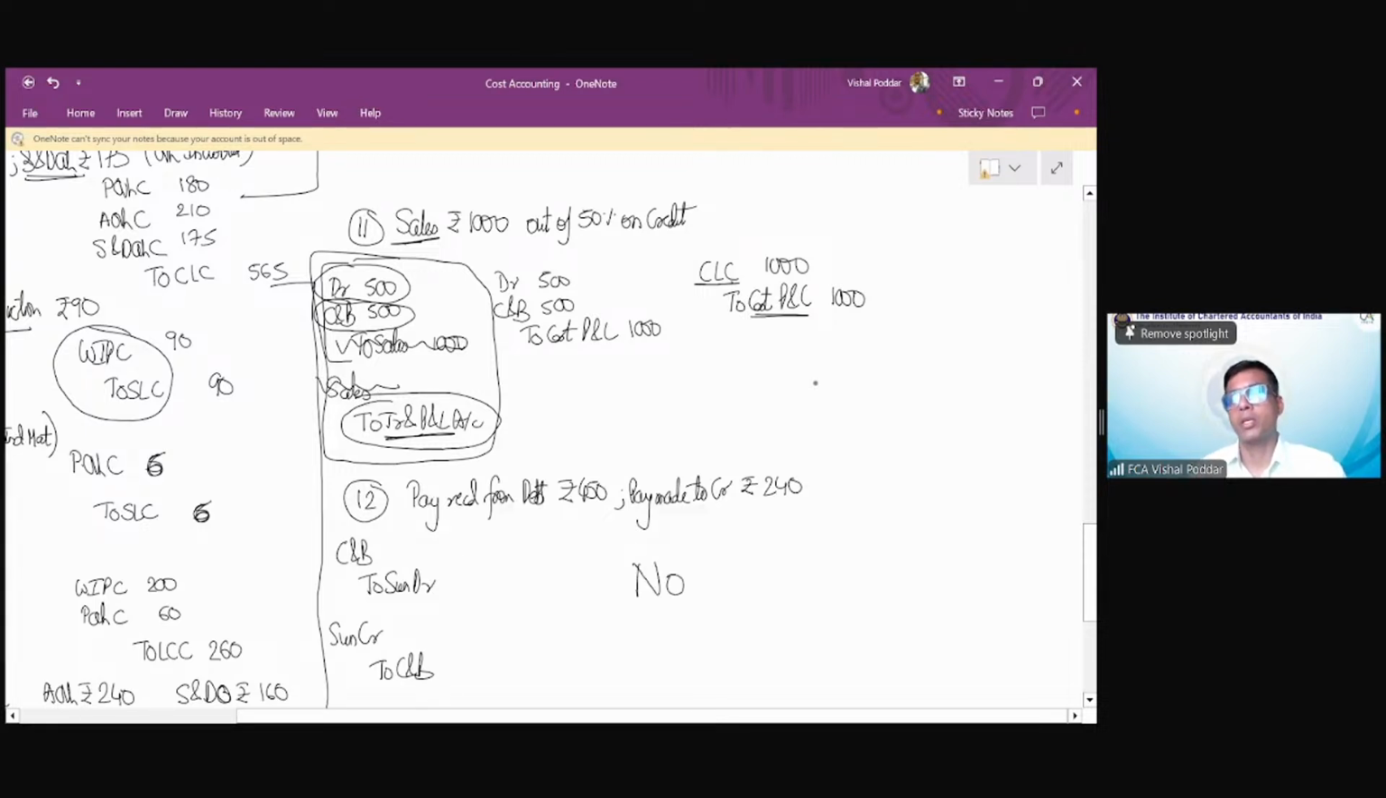And most important, there is no entry for this in your non-integrated. Why? Because in non-integrated, this is also CLC, this is also CLC. If I have to actually pass an entry for this, it will be CLC to CLC only. Because cash bank is also CLC, debtors, creditors are also CLC. So there will be no entry passed for pure financial transactions in your non-integrated method of accounting.